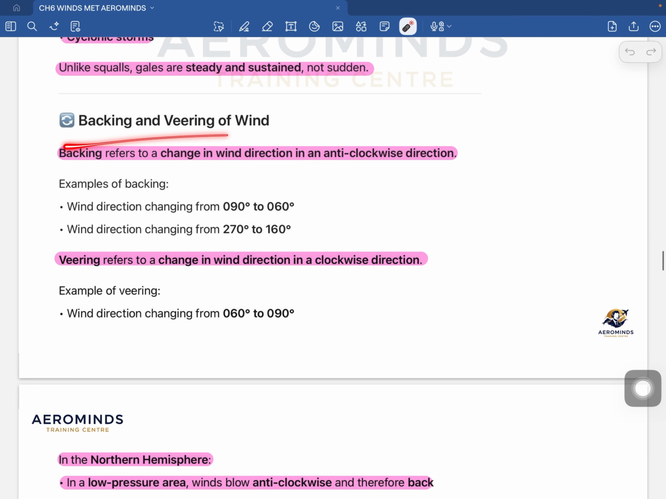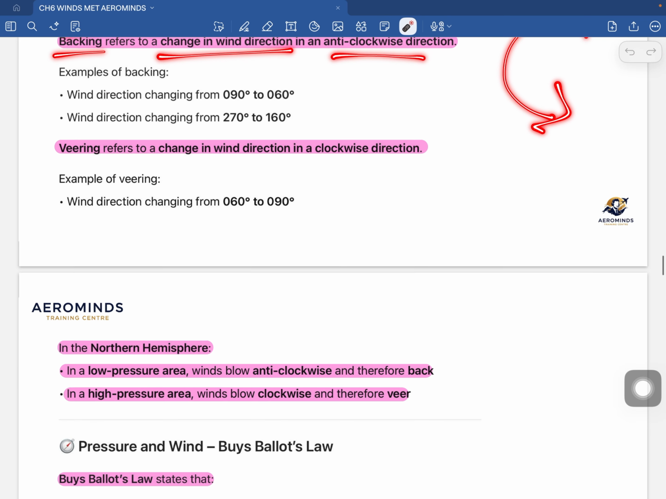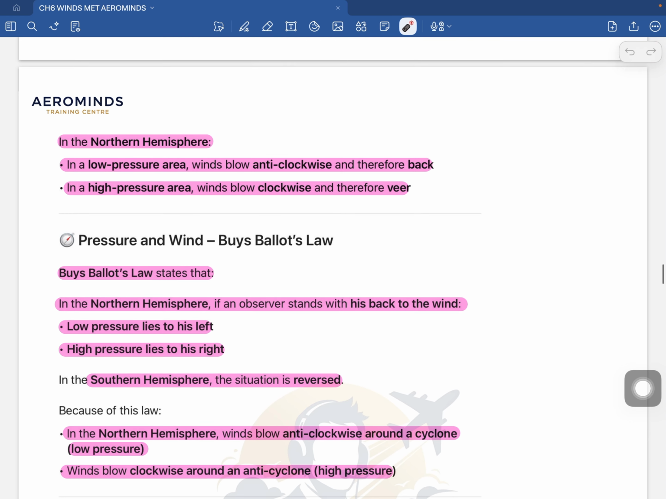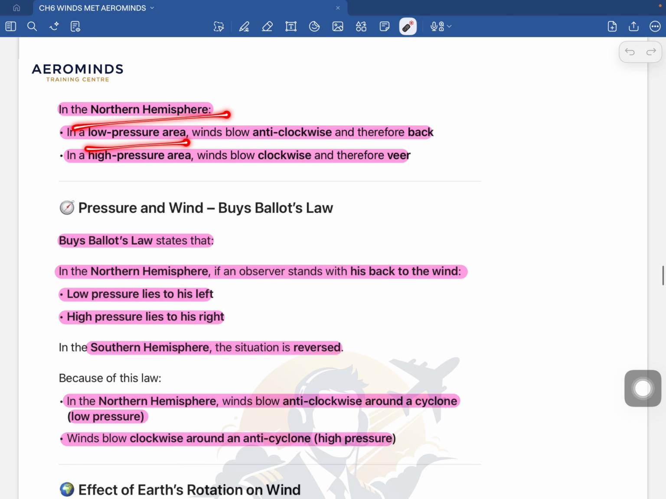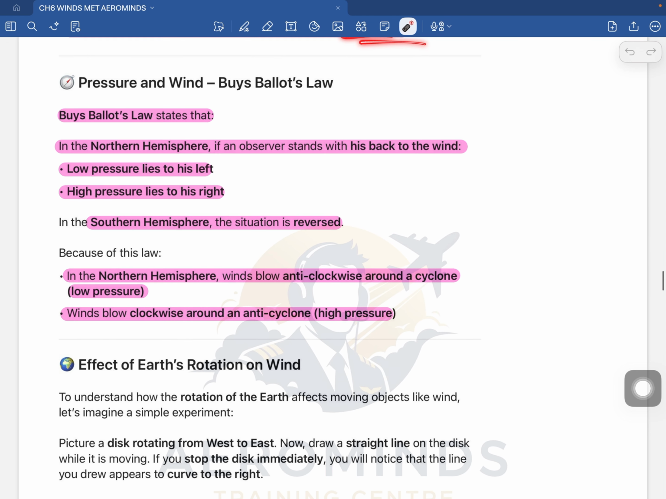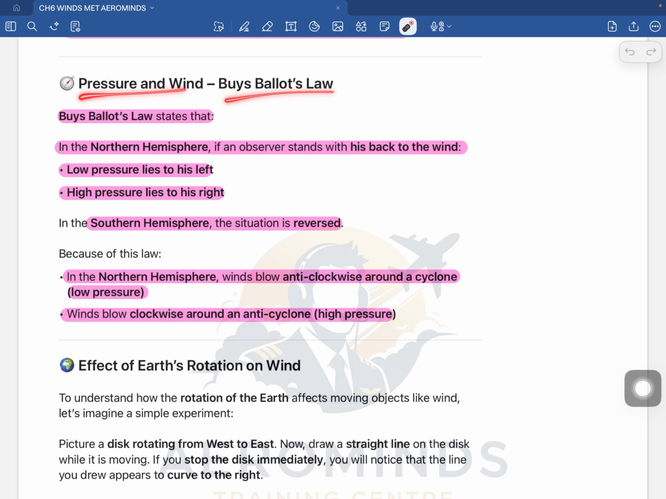Okay. Now comes backing and veering. So backing refers to the change in direction in the anti-clockwise direction. Then veering means change in direction in the clockwise direction. Now in the northern hemisphere, in a low pressure area, the wind blows anti-clockwise and therefore it backs. And then in a high pressure area, it blows clockwise. Okay, therefore it veers.